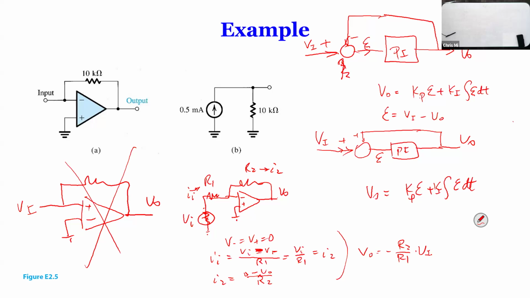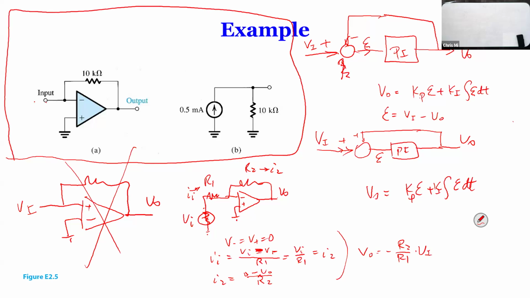Okay, so this is with a voltage input. Now, this example says that if you have a current input, what happens? The current, 0.5 milliamp, is connected to the input. So what are we going to do? We're now going back to this part. Let me circle this so that we don't get confused.